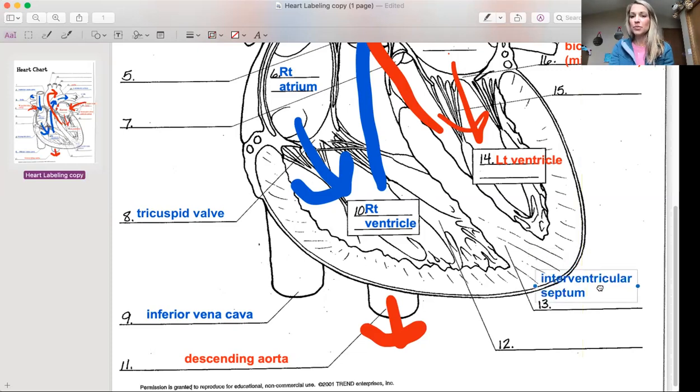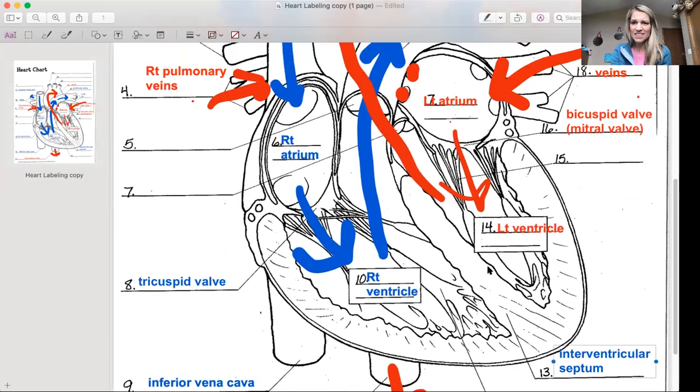So septum is one of those terms that is not just specific to the heart. It can refer to other things also, but it divides things in half. So you have like a nasal septum that divides your nostrils, and so you have right and left nostrils. The interventricular septum is in the heart between the ventricles, and it divides it there.